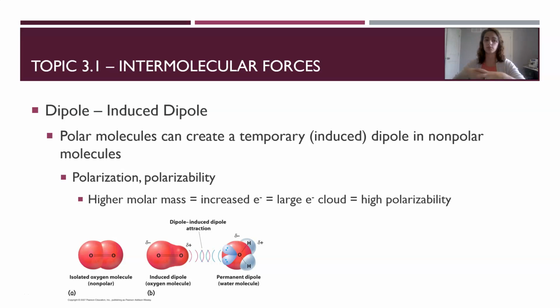We talk about this in terms of polarization or polarizability. Things that are more polarizable or have a higher polarization are things that have a high molar mass. That's because if you have a high molar mass, you're going to have more electrons, which means a larger electron cloud, which means that it's easier to make it polarized. So things that are big are more likely to be polarized temporarily than things that are small. So bigger things are more likely to have induced dipoles than smaller things.